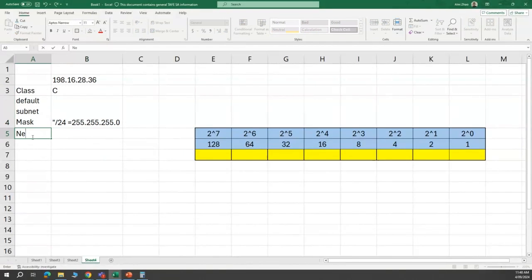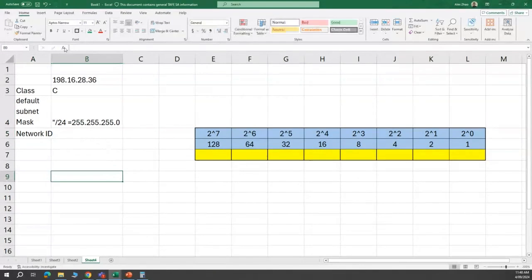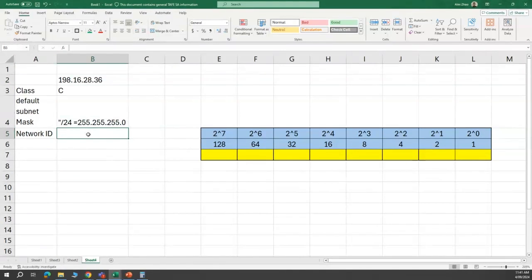So what is the network ID then of that IP address? .28.0. Okay, so not everyone wants to talk and not everyone wants to contribute, and that's fine if you're shy, but I also wouldn't know if you understand it or not.